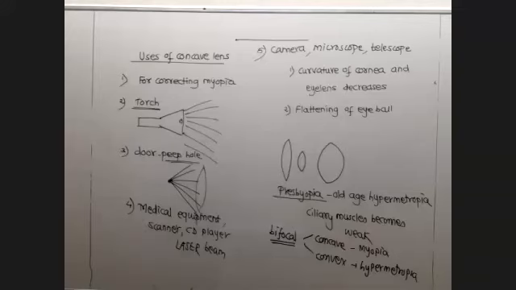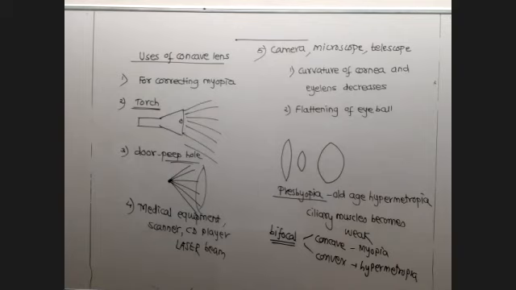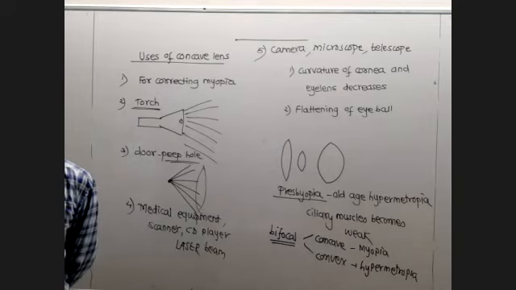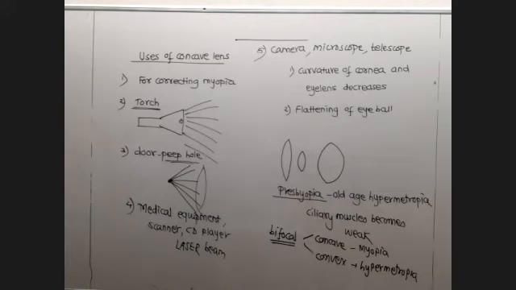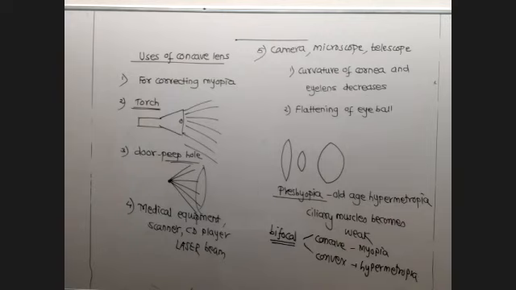Second, concave lens is used in torch to spread the light for a wider region.